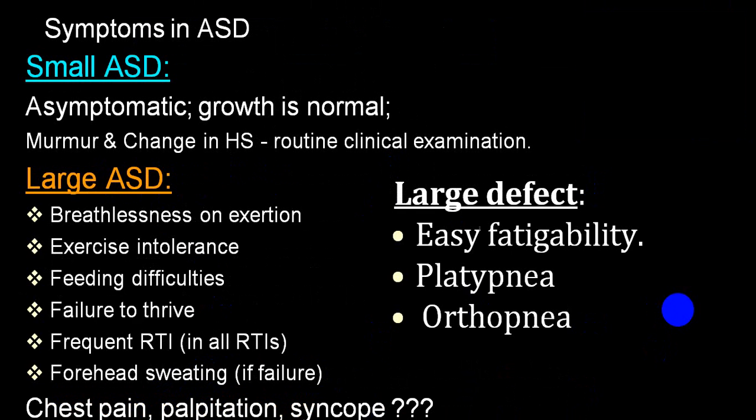So usually small ASDs are asymptomatic, while large ASDs will come to you with breathlessness, that is SOB on exertion. Once the person starts developing right ventricular pressure elevation and right atrial pressure elevation, there is exercise intolerance, feeding difficulty, failure to thrive, frequent or repeated respiratory tract infection, forehead sweating, chest pain, palpitation, and syncopal episodes. And when there is a large defect, invariably they come to you with easy fatigability, platypnea, orthopnea, etc.